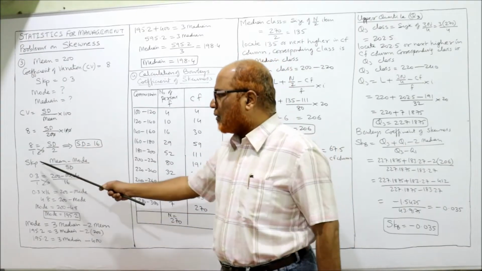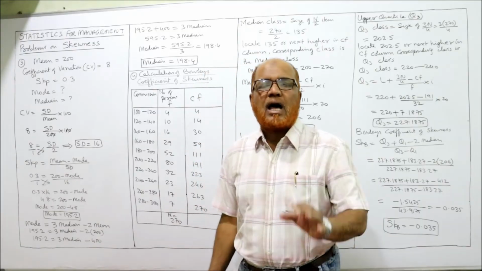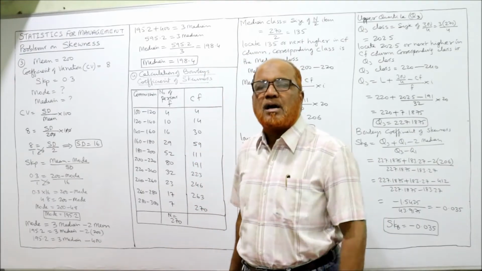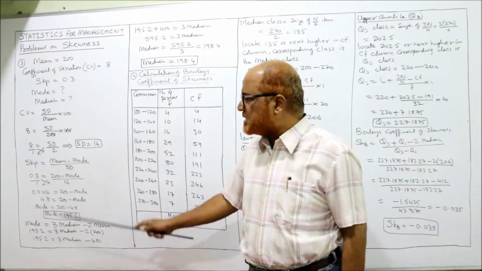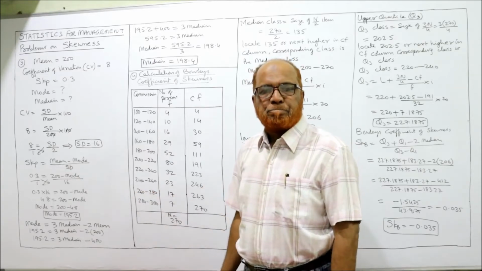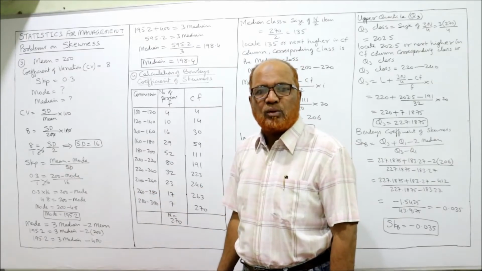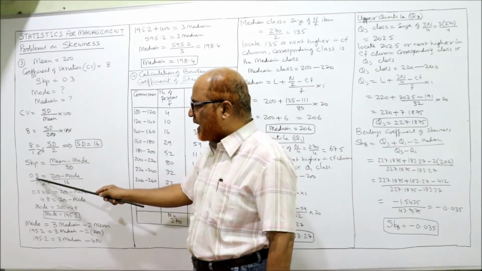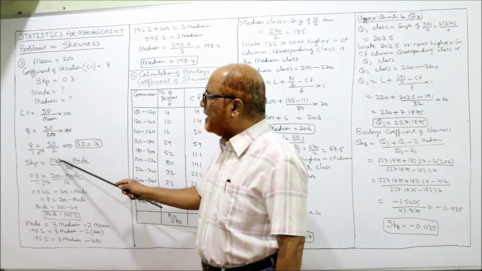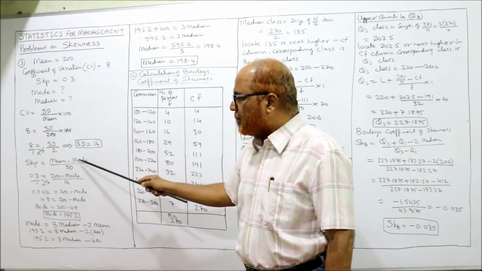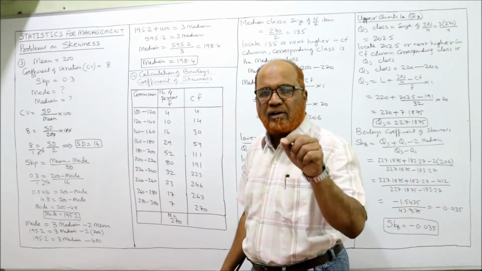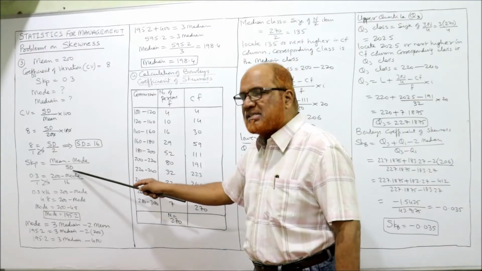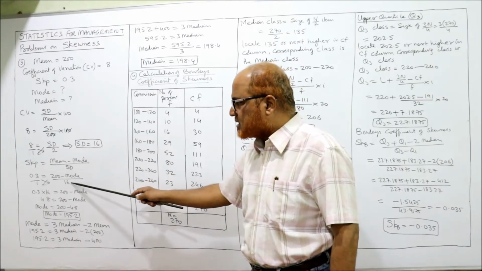Now the SKP formula. The formula for SKP, Karl Pearson's coefficient of skewness, is mean minus mode divided by standard deviation. This is the formula for skewness. SKP is given as 0.3, so in place of SKP I am writing 0.3. Mean is given as 200, but mode we don't have. We have to find the mode. Divided by standard deviation, which we just calculated as 16.